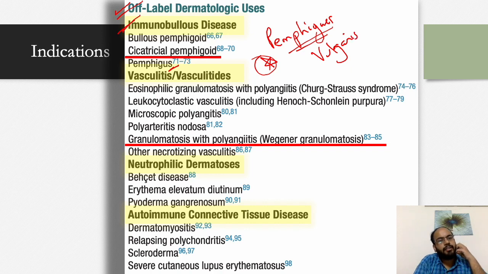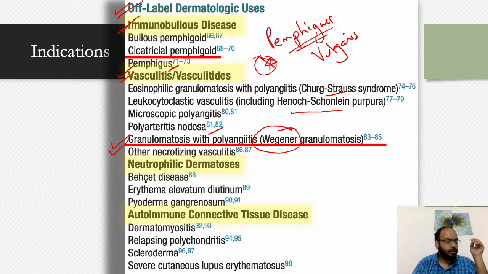Now, other immunobullous disorders like bullous pemphigoid and cicatricial pemphigoid are also indications. Now, vasculitis or vascular-related disease. So, predominantly, it has been used for Wegener's granulomatosis. It has been shown to be very efficacious in Wegener's. Other vasculitides like Churg-Strauss, HSP, and PAN, these are the other indications or other uses of cyclophosphamide.